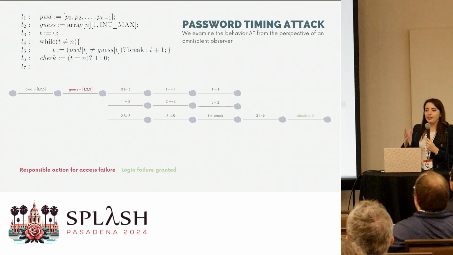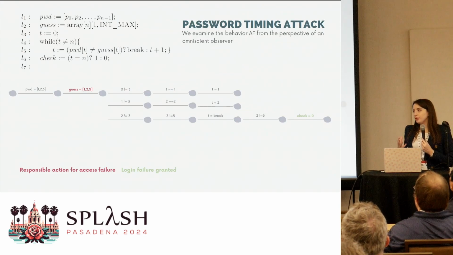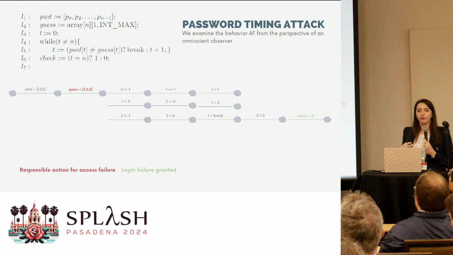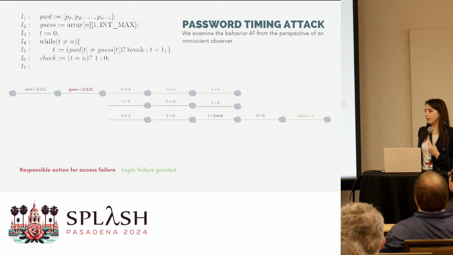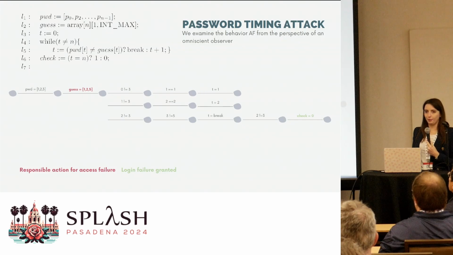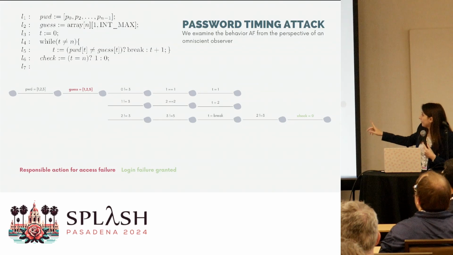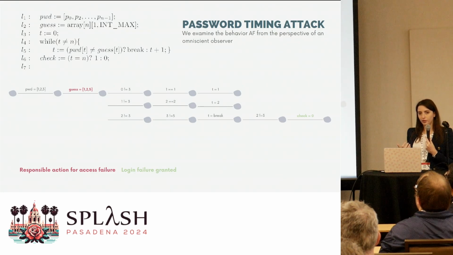Now, someone could ask, how is this new role of cognizance useful in a real case example? Because we had a toy example. So we present now this simple password timing attack, where we have a secret password, PWD, and a guess password by an attacker.